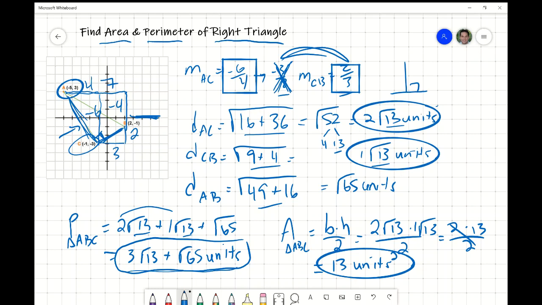All right, simplest form right there, exact answer. And certainly that's a really good whole number answer there. Thanks.